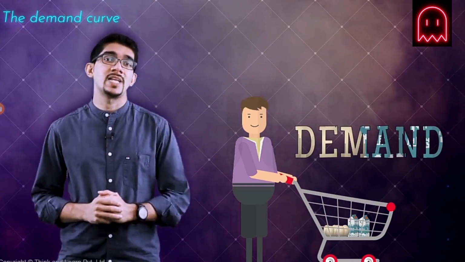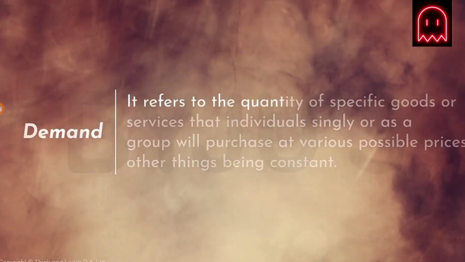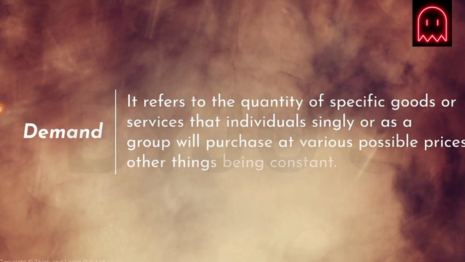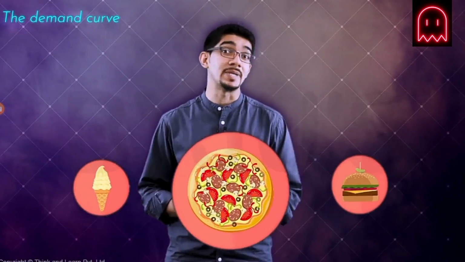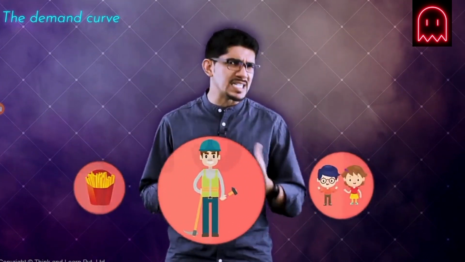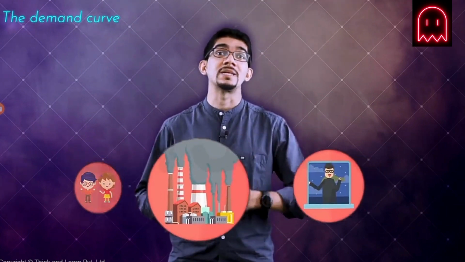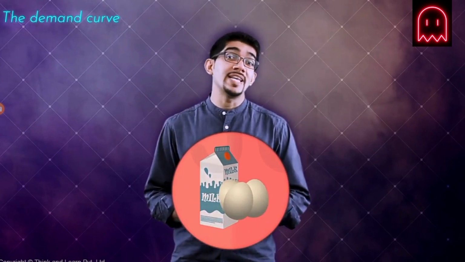The word demand has a special and specific meaning in economics. It refers to the quantity of specific goods or services that individuals, taken singly or as a group, will purchase at various possible prices, other things being constant. We can therefore talk about the demand for phones, petrol, ice creams, pizzas, burgers, French fries, laborers, children, even pollution or criminal activities, etc. And of course, milk and eggs. But let's take only eggs now.